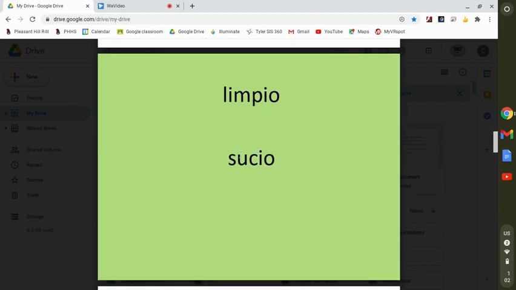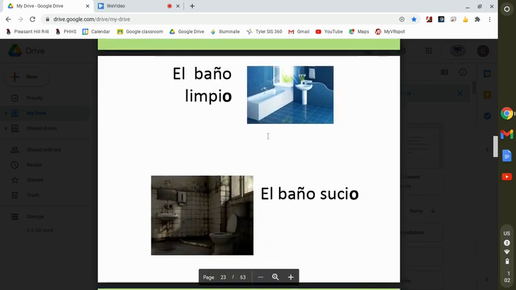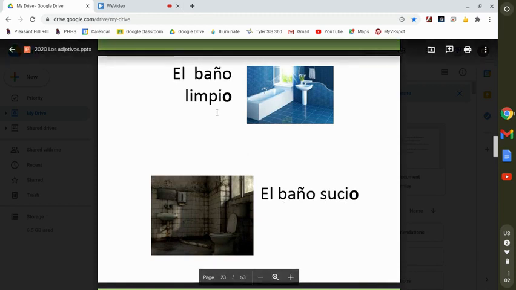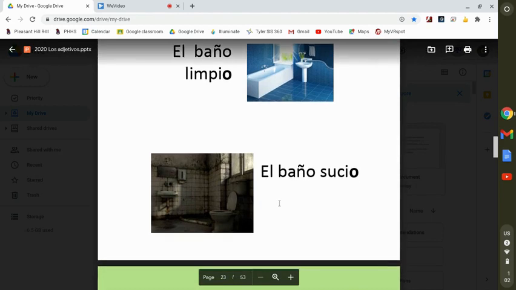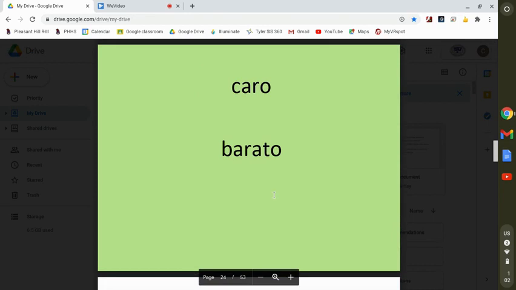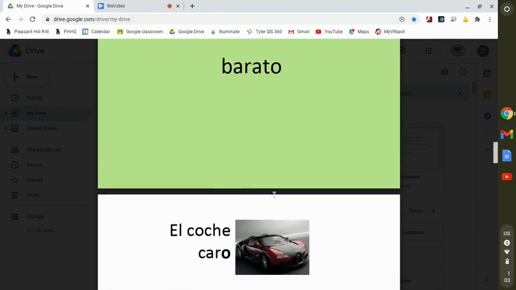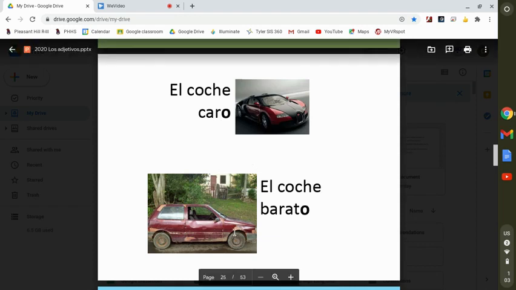Next two words, limpio and sucio. El baño limpio, el baño sucio. Limpio is clean, sucio is dirty. Remember in Spain, they speak with a lisp. They say sucio. Our next two words, caro and barato. I use pictures of cars. So, el coche caro is expensive. El coche barato is cheap. Caro is expensive, barato is cheap.